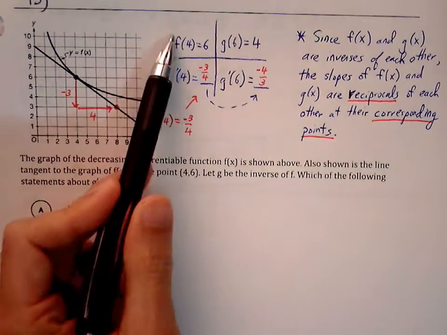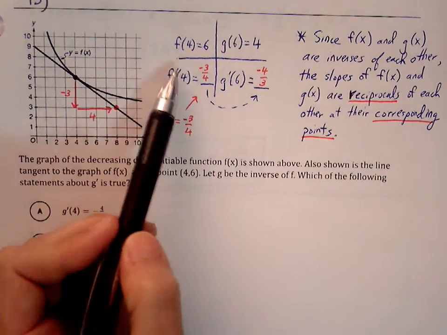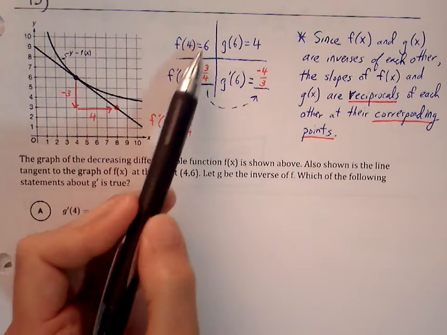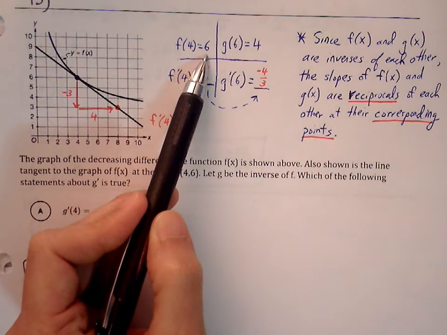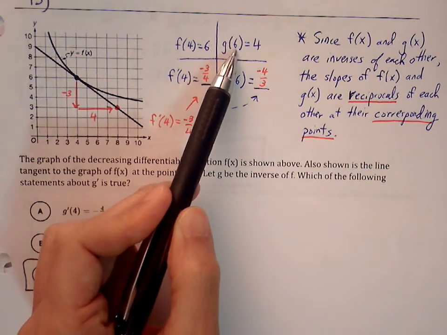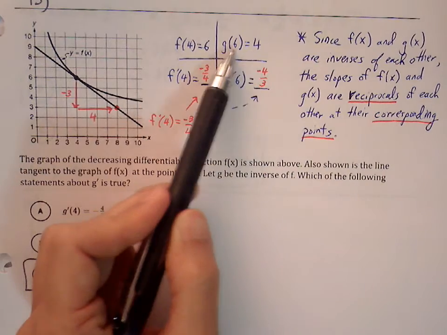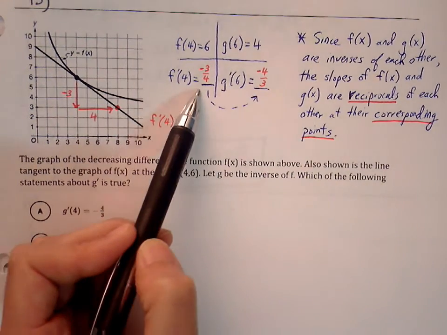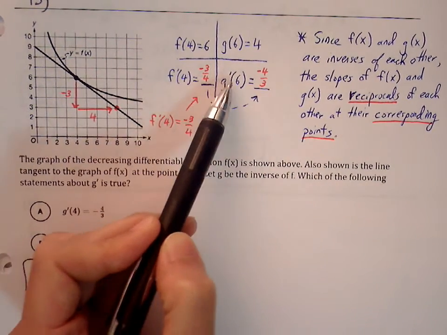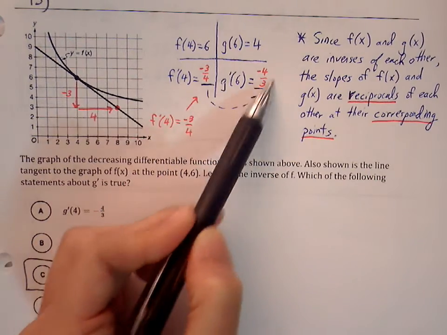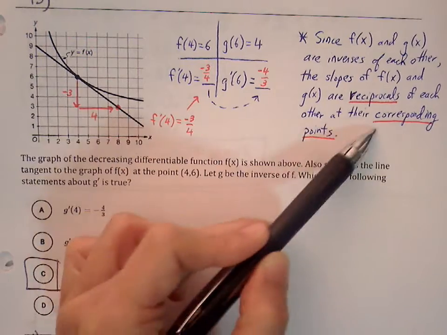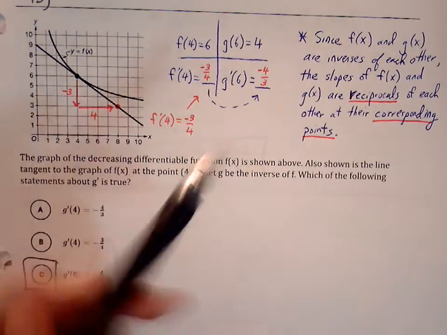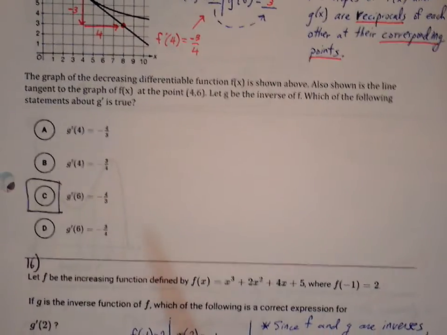So even though we don't see our G graph in front of us, we know that there is that relationship: if 4, 6 sits on the f graph, then 6, 4 must sit on the G graph. And if the f graph has a slope of negative 3/4, then the G graph at 6 must have a slope of negative 4/3. Reciprocals of each other at their corresponding points. Okay, answer choice C.